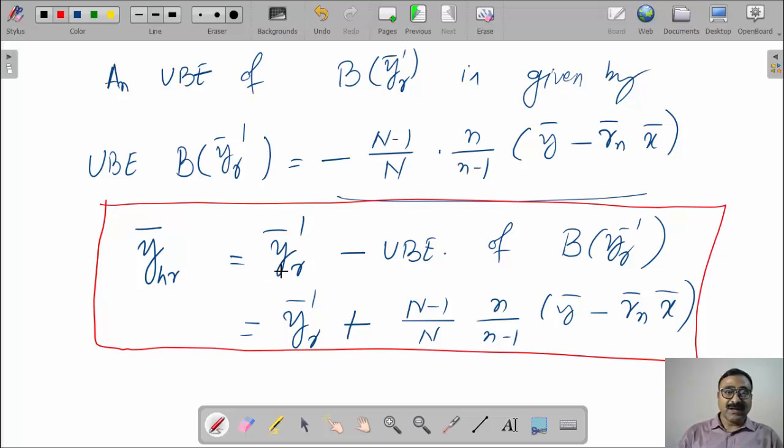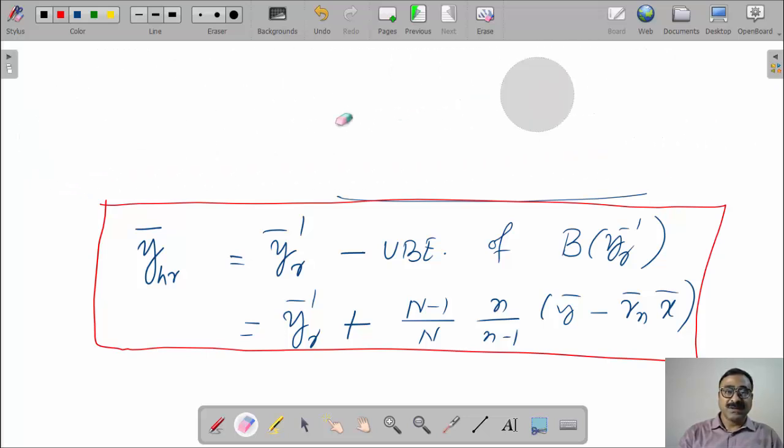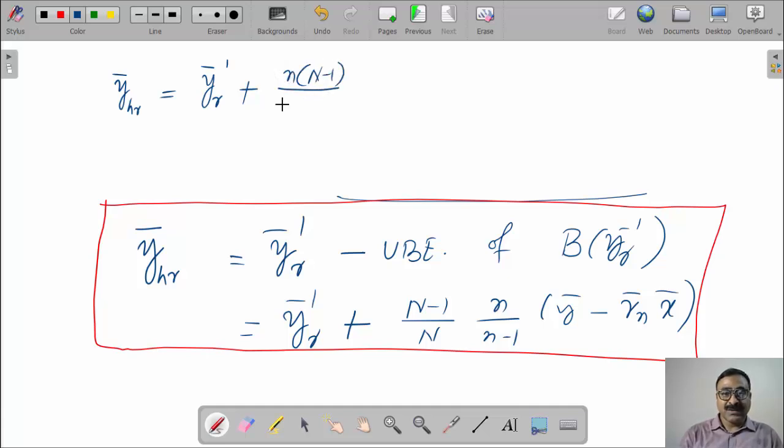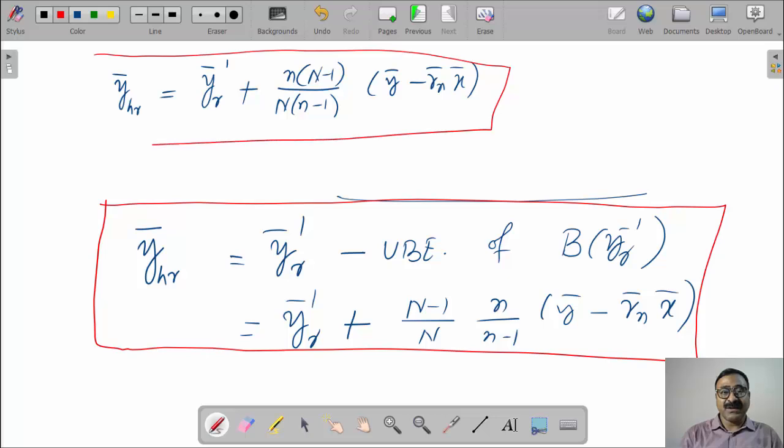So the Hartley-Ross estimator of the population mean is or can be written as y HR bar, this is equal to y R bar dash plus n into n minus 1 divided by n into n minus 1 into y bar minus Rn bar x bar. So this is the Hartley-Ross estimator of the population mean.